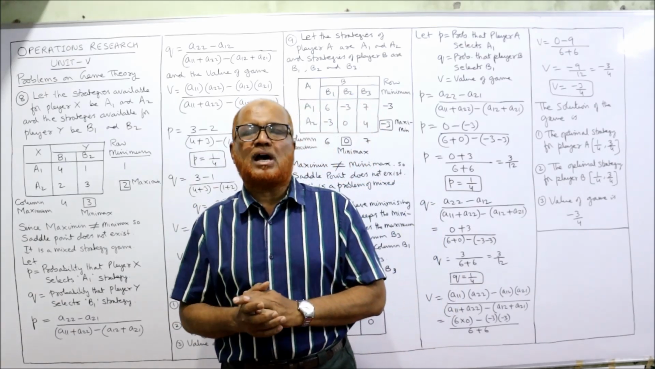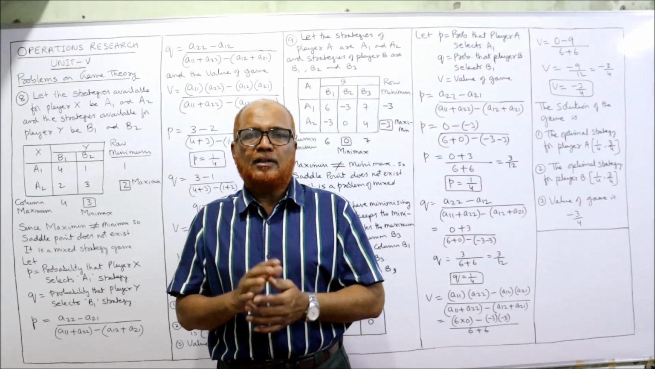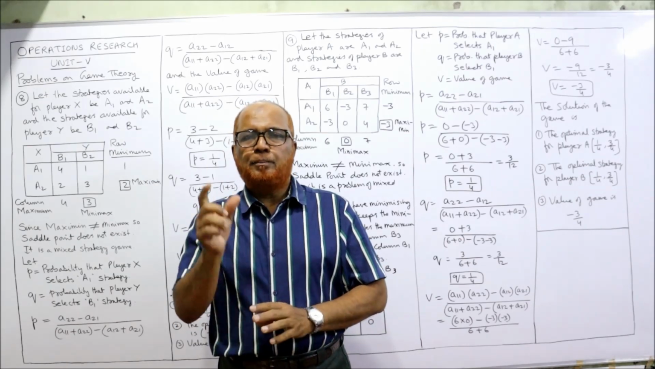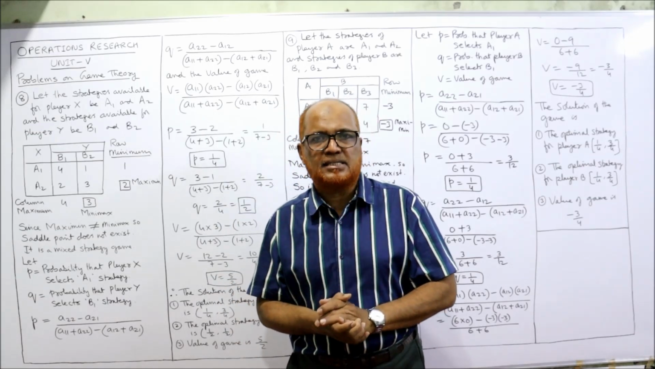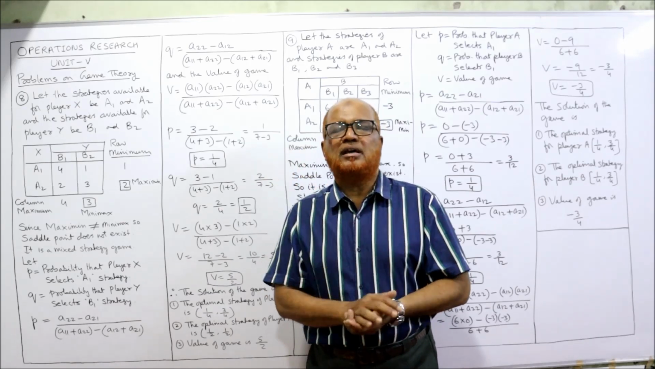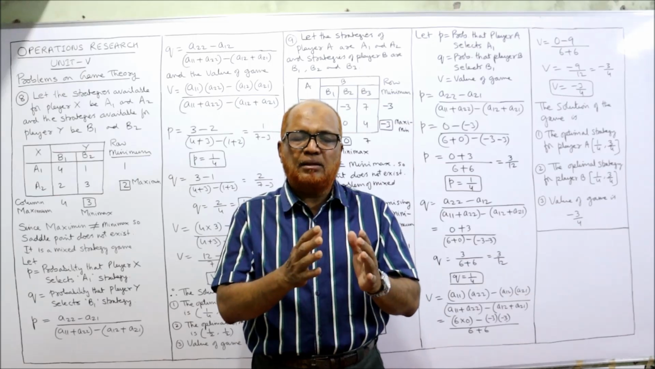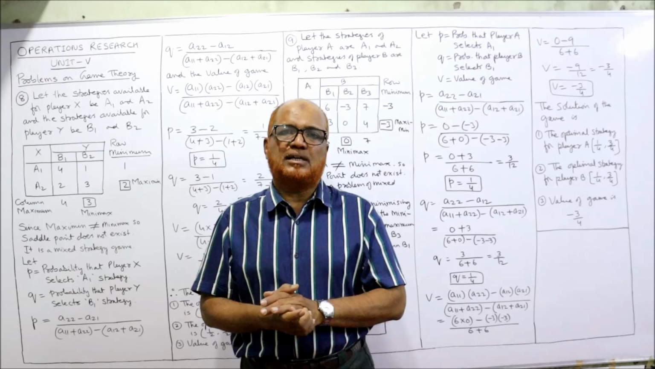In the first two videos, I explained the complete concept of game theory. There are two types of games, pure strategy and mixed strategy. A pure strategy game is there whenever a saddle point exists. The saddle point will exist whenever maximin is equal to minimax. And if maximin and minimax are not equal, then it is a mixed strategy game.